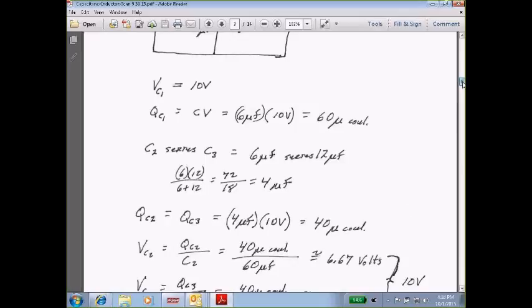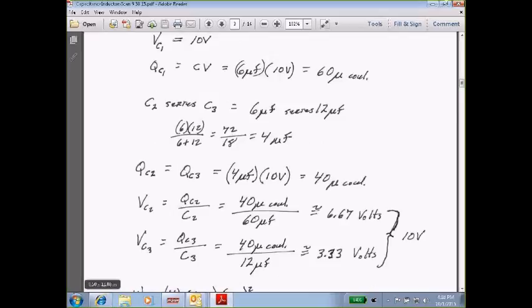Now let's look at the voltage across C2 and C3. The voltage for C2 would be the charge of C2 divided by C2. 40 microcoulombs divided by 60 microfarads is about 6.67 volts. And for C3, the voltage would be the charge, which was 40 microcoulombs, divided by C3, which was 12 microfarads. That gives me about 3.33 volts.